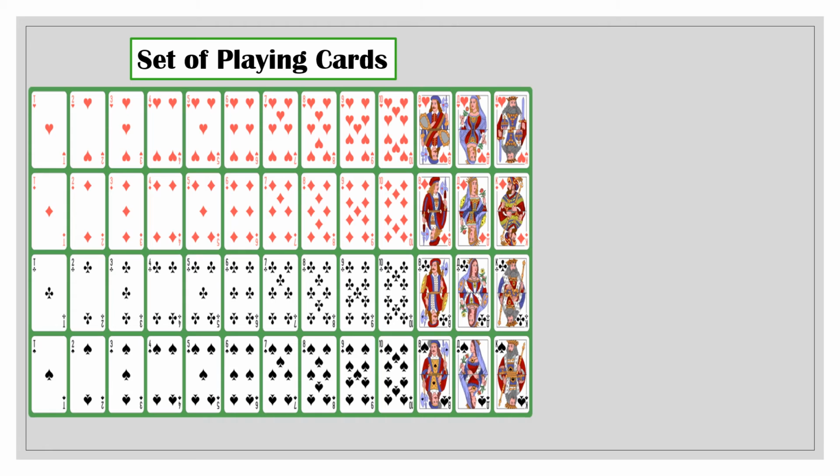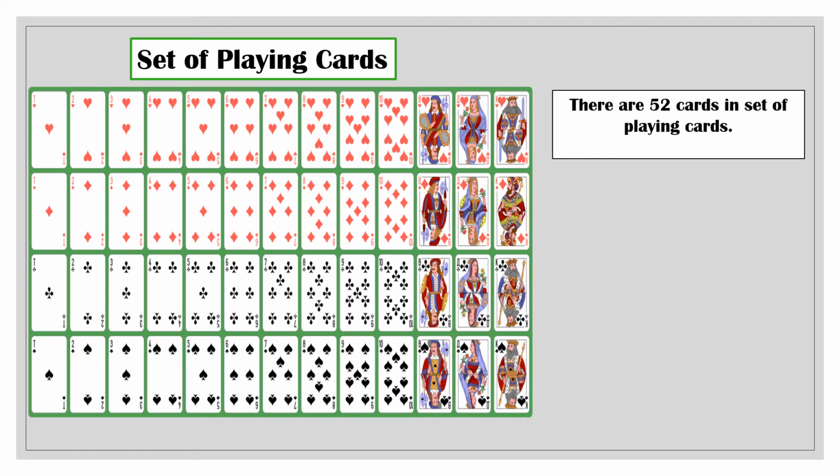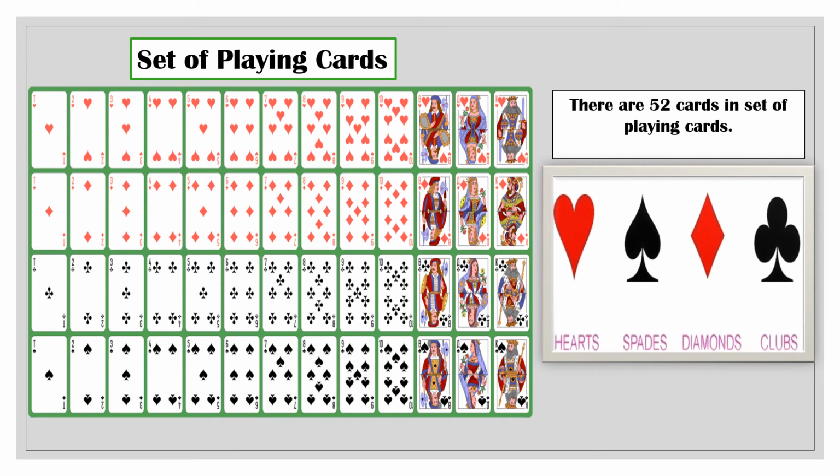Okay, so this is the set of playing cards. The playing cards are comprised of 4 different symbols. But anyway, there are 52 cards in a set of playing cards. So these are the symbols. There are 13 hearts, 13 spades, 13 diamonds, and also 13 clubs. But before I forget, there are 4 aces which are not here in the picture.